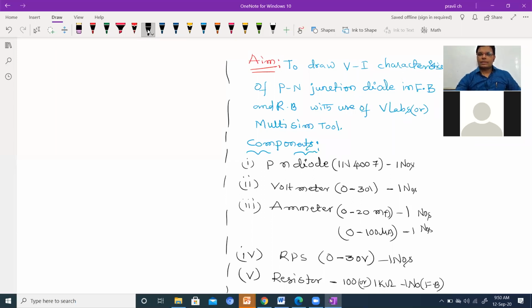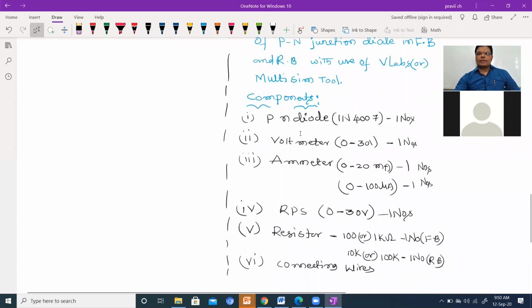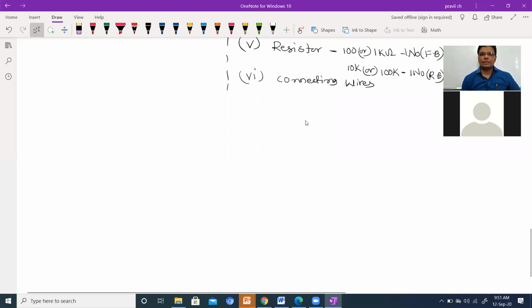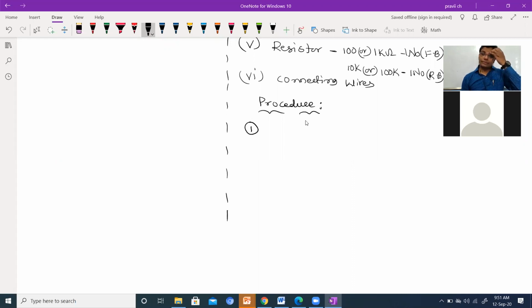0 to 20. These are the components required for the first experiment. Next, procedure. Procedure, right side only. First step: open the Multisim tool or the VLab window, virtuallab.co.in, or Multisim software tool.